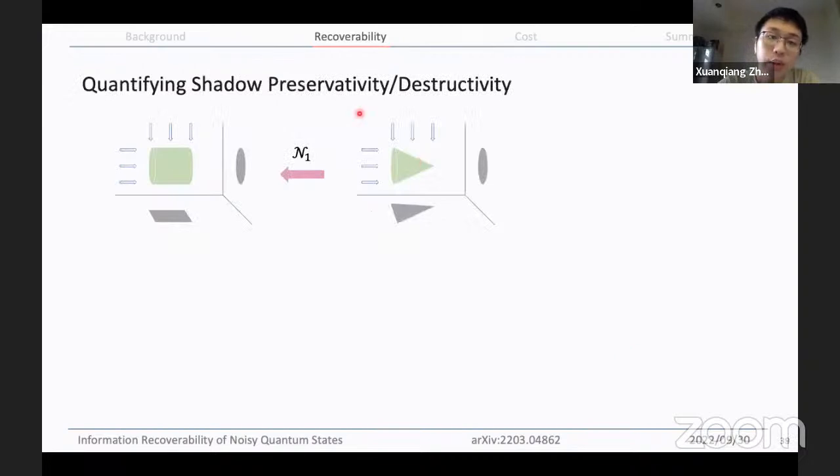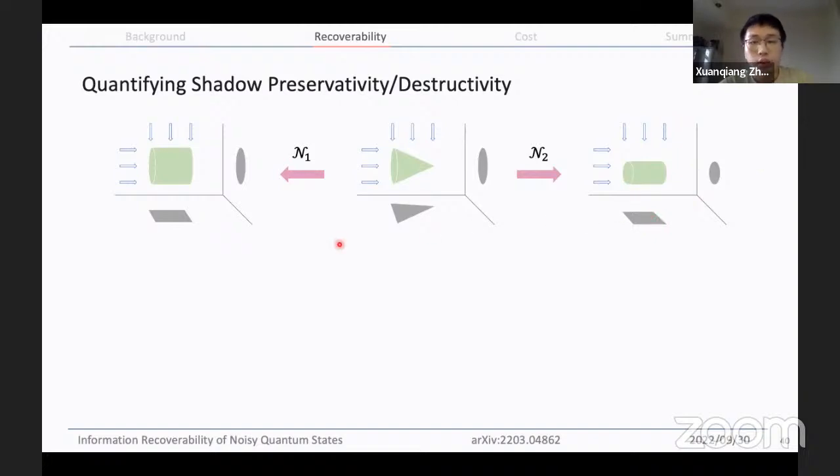And so now we have the condition for the recoverability of shadow information. And we know that different quantum channels could have different levels of shadow information preservability. For example, the quantum channel N1 here only crops one dimension of the shadow information, because if we observe it from the left, we will see the same shape of shadow. There could also be another quantum channel N2, such that it crops both directions, both shadows from both directions.